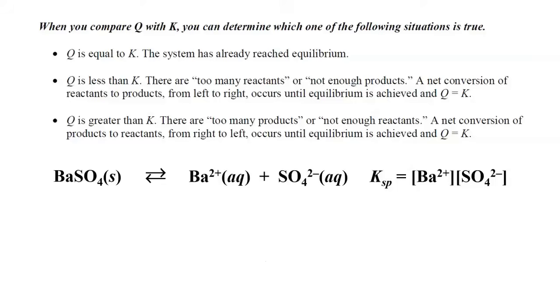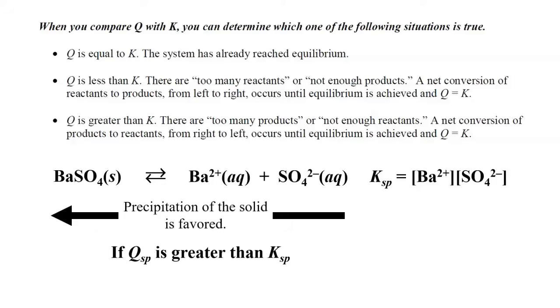And then if the reverse is true, if Q is greater than Ksp, then now the net conversion of products to reactants would result in the formation of a solid, so a precipitate would be formed. And we'll see this coming up, that Q versus K allows us to compare whether or not a precipitate will form. So we'll see that in the later parts of question 6.